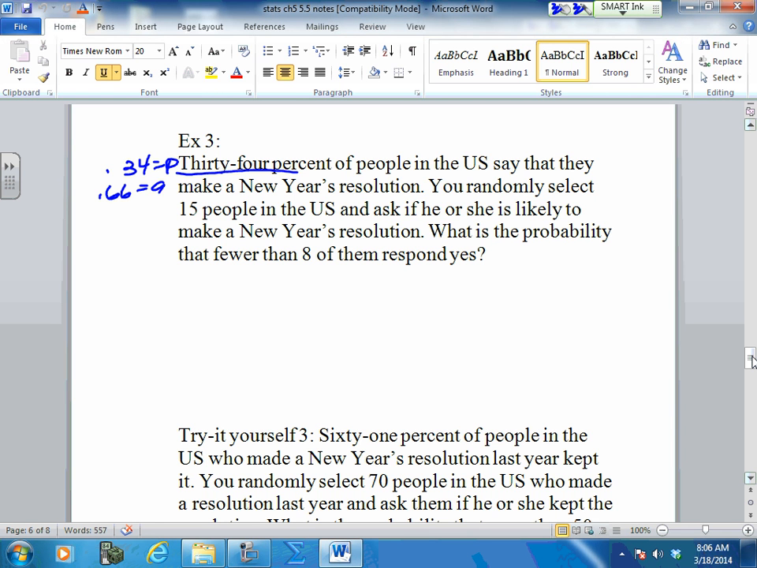66. Good. What's N? 15. There's my N. Pull this information out first. Don't even do your probability statement yet, because this has to pass this test. We test to see if N times P is greater than or equal to 5, and N times Q is greater than or equal to 5.